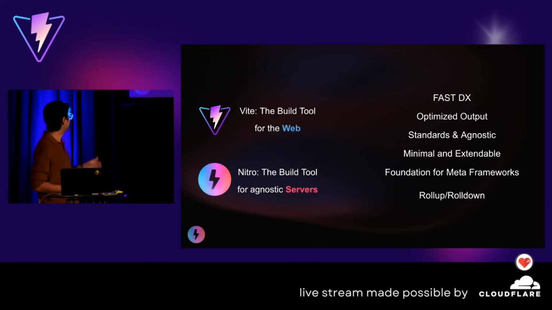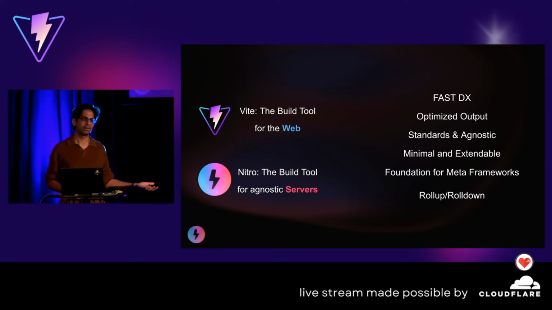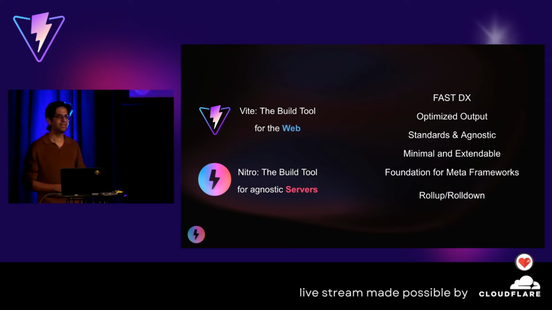So after all this time of using both of them for Nuxt, where we had Vite for building the application and Nitro for building the server, and sharing all of this, we were thinking, why don't we unify these things? If they are this close, and Vite is the perfect tool for building your web application and Nitro is the perfect tool for building your web servers, why don't we combine them?